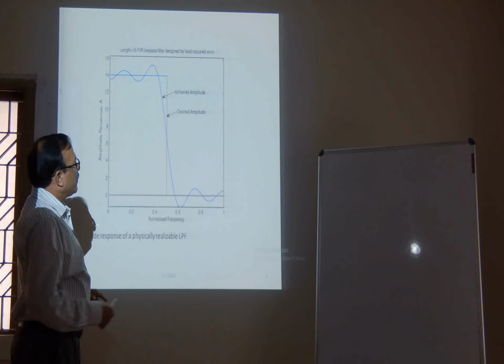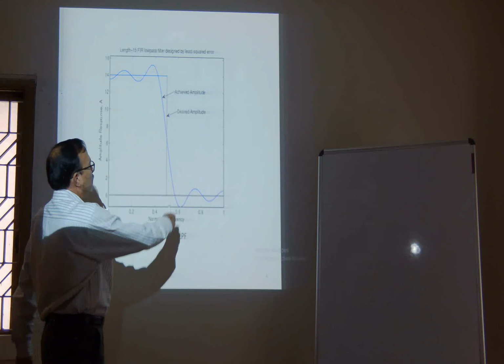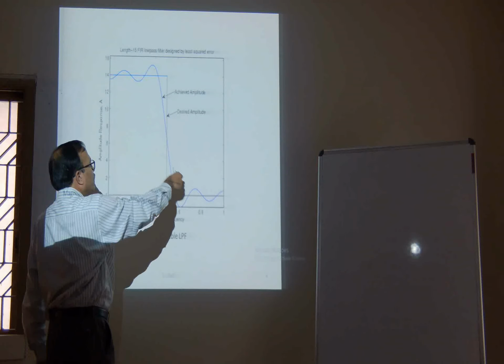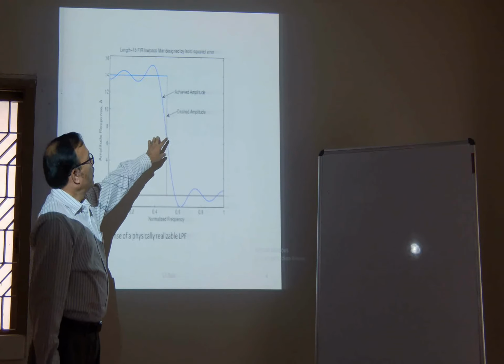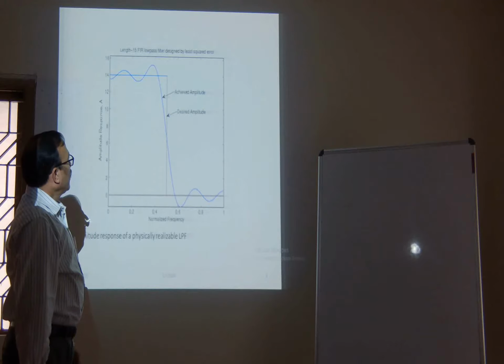We can optimize the low pass filter by reducing the ripples in the stop band as well as in the pass band, and reducing the transition bandwidth.